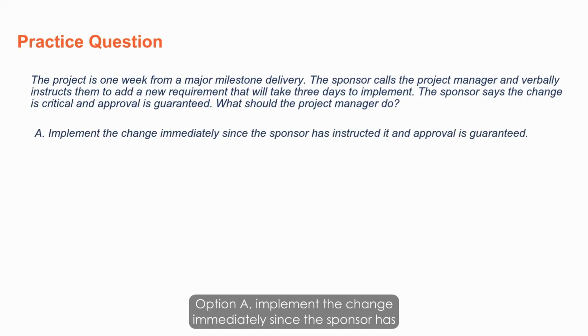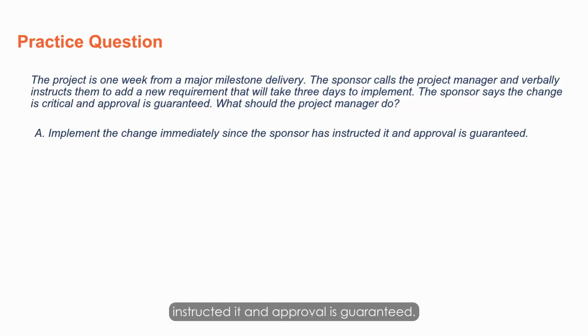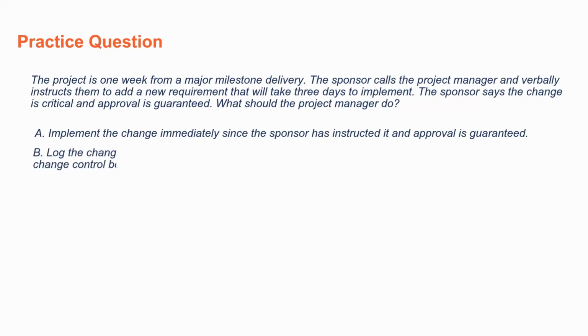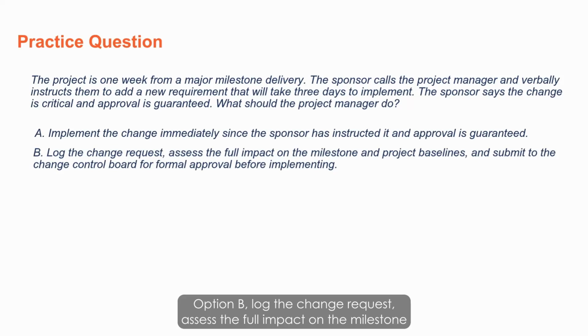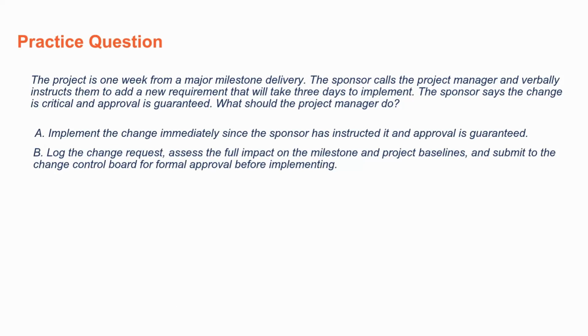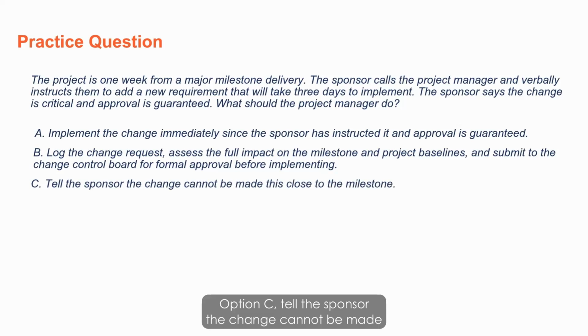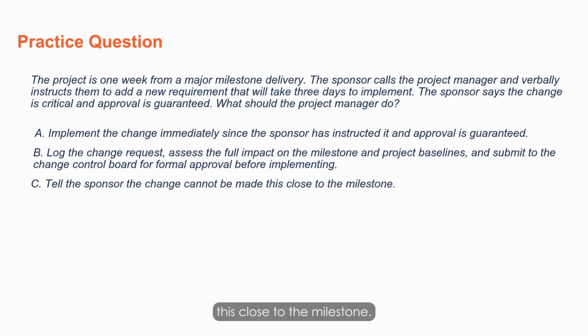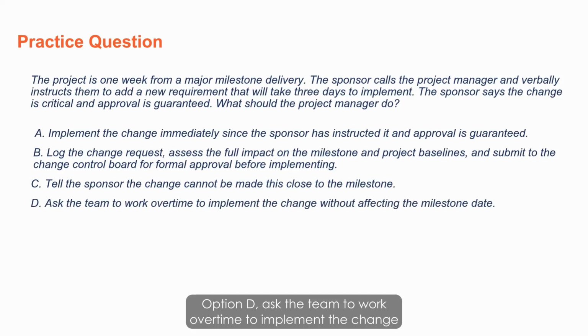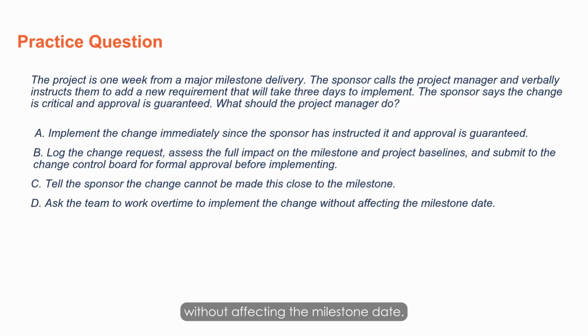Option A, implement the change immediately since the sponsor has instructed it and approval is guaranteed. Option B, log the change request, assess the full impact on the milestone and project baselines, and submit to the change control board for formal approval before implementing. Option C, tell the sponsor the change cannot be made this close to the milestone. Option D, ask the team to work overtime to implement the change without affecting the milestone date.